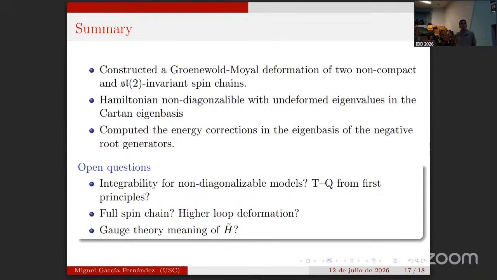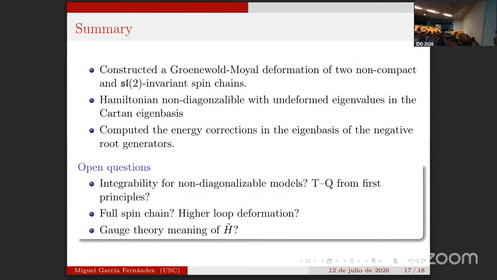So there are several open questions to this problem. The first one is trying to understand integrability methods for these non-diagonalizable models. As far as I know, there is no clear way to reproduce generalized eigenvectors using integrability. The second open question is how to compute the TQ relations of the deformed model from first principles, by which I mean from the separation of variables framework.